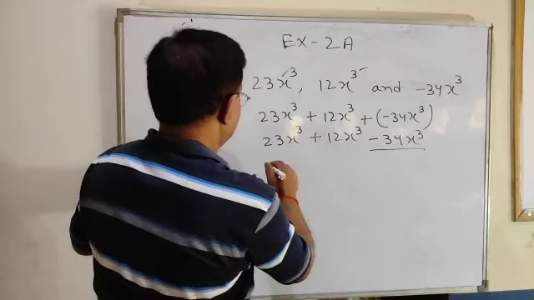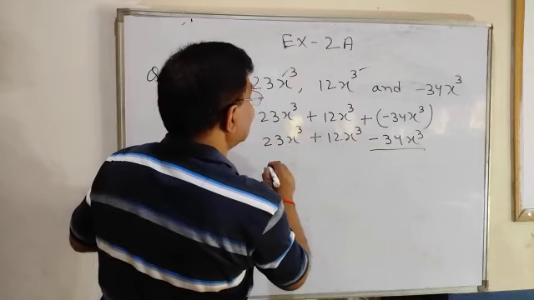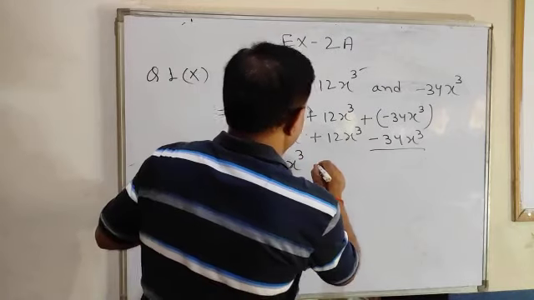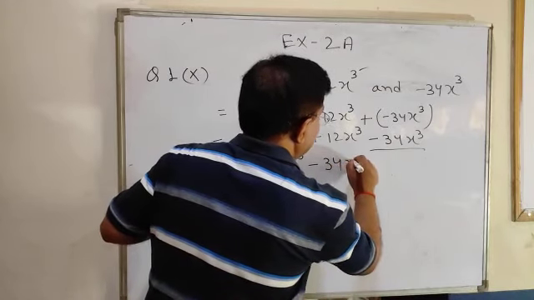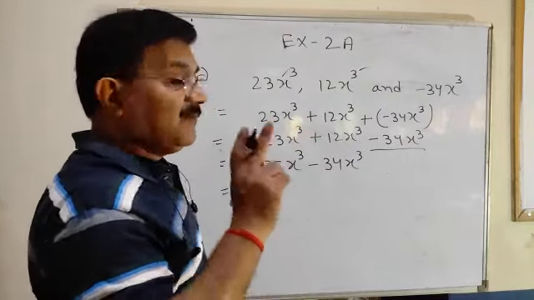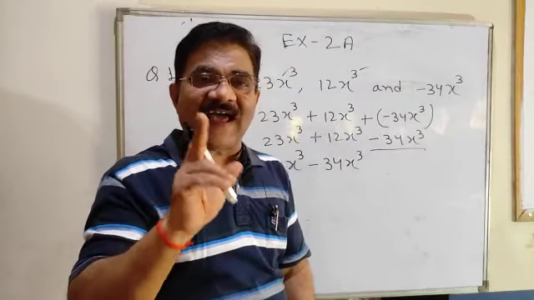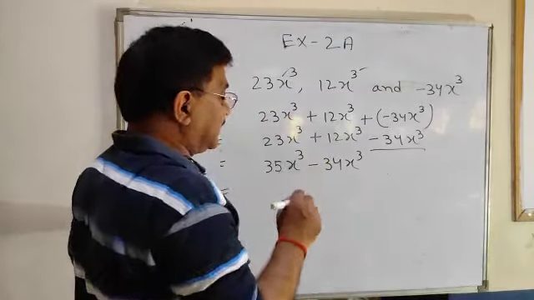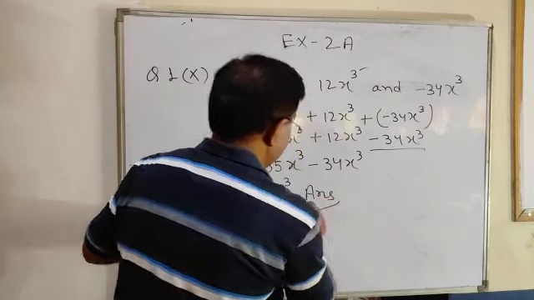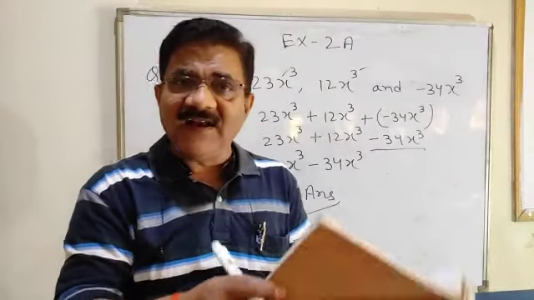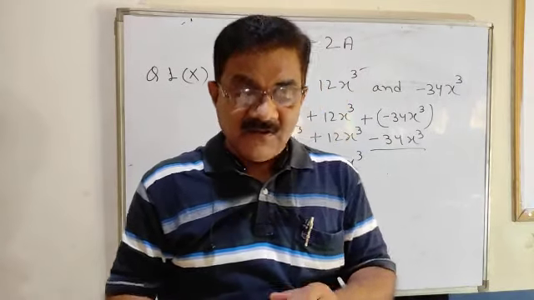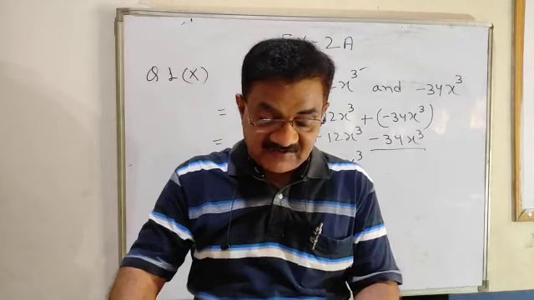So first add, what is coming? 23 plus 12, 35x cube, and minus 34x cube. So 35x cube minus 34x cube will be 1x cube. No need to write 1. We will not write 1x cube. Directly we will write x cube, and that is the answer. Simply x cube means 1x cube. So first addition we have understood.